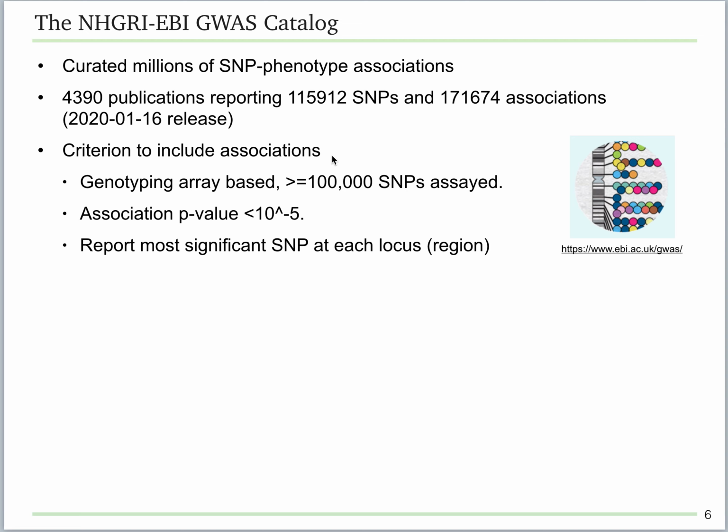There are certain criteria for the GWAS catalog to include published associations. For example, a study has to be genotyping array-based with more than 100K SNPs assayed at the same time. The reported SNPs must reach statistical significance, with a p-value of less than 10 to the minus 5, to be included. Moreover, it only includes the most significant SNP at each locus.